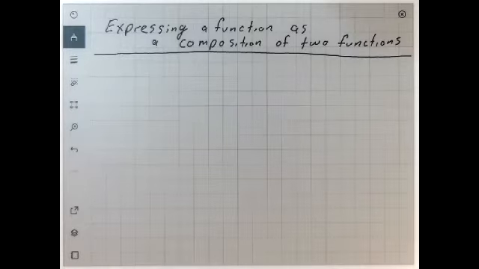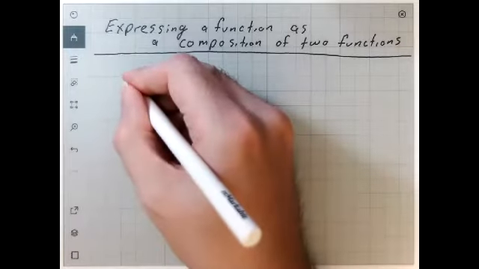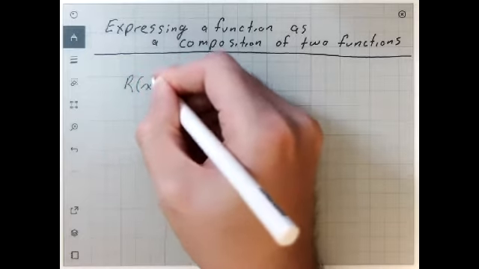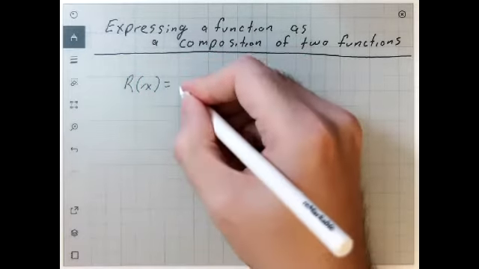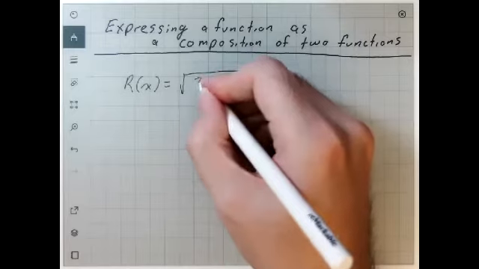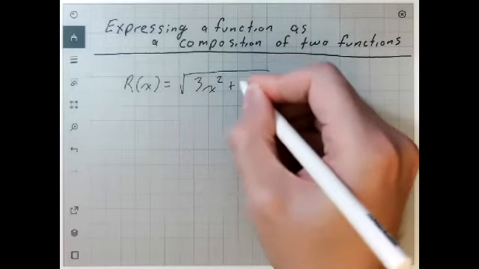Expressing a function as a composition of two functions. Now that we have the vocabulary of function composition, we can use it as a tool to better understand what's going on in a complicated expression. As an example, consider the function r of x equals the square root of 3x squared plus 5.